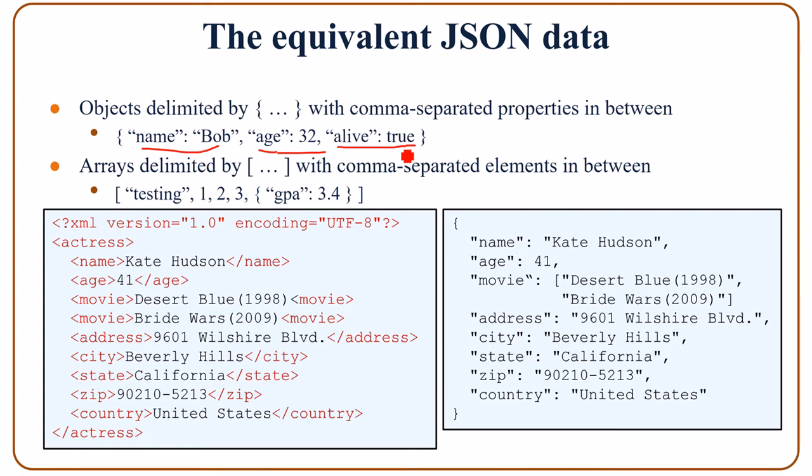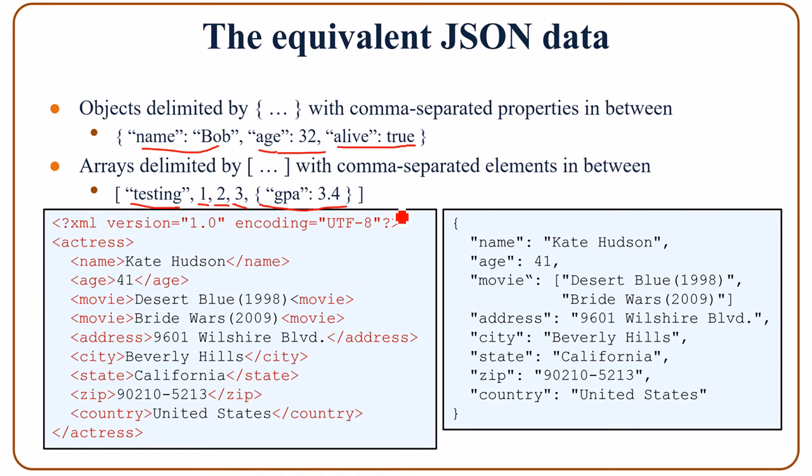Arrays are delimited by square brackets with comma-separated elements in between. For example, in this array, we have elements such as testing 1, 2, 3, and GPA.